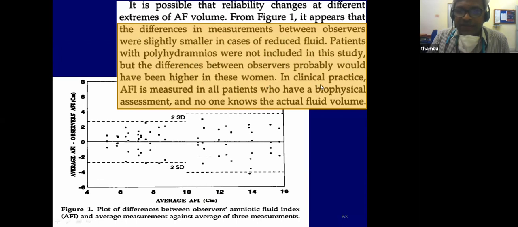In clinical practice, AFI measurement in all patients who have biophysical assessment, no one knows the actual fluid volume. So we must be a bit careful when the amniotic fluid index is high by any one person. It is likely that there's likely to be a big variation between people. You can do some sort of correction factor for this later on, but that is beyond the scope of what I'm going to teach you all today.